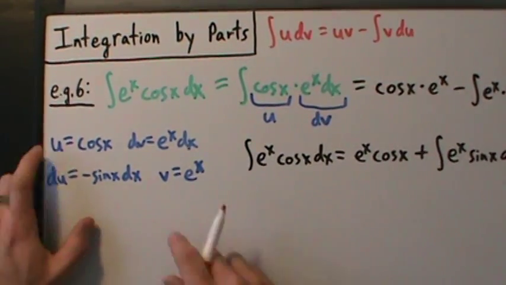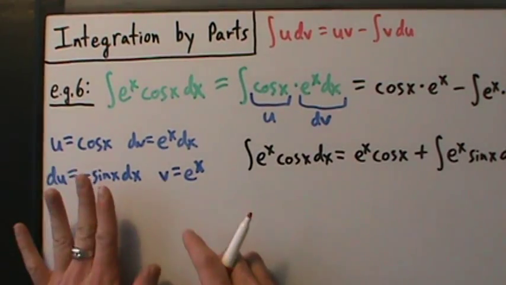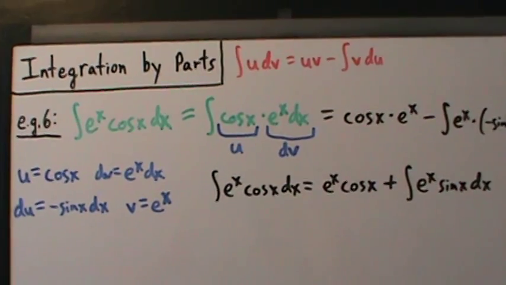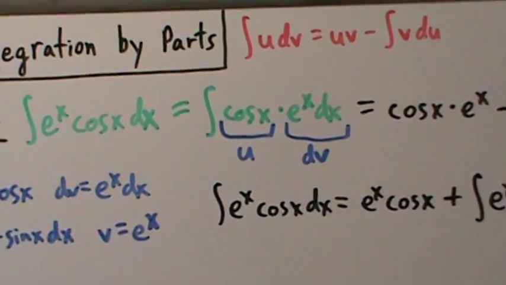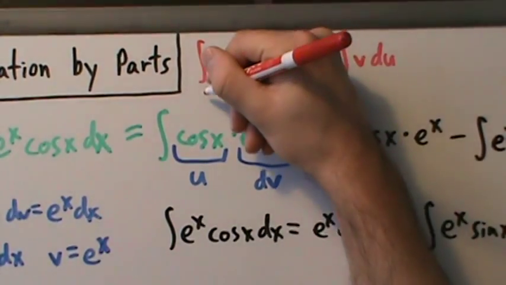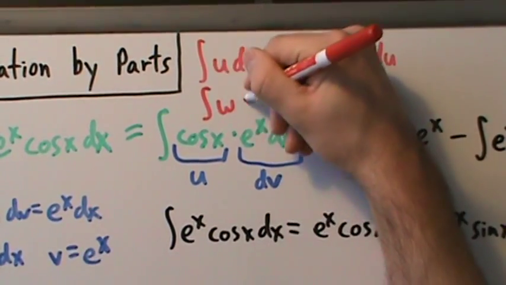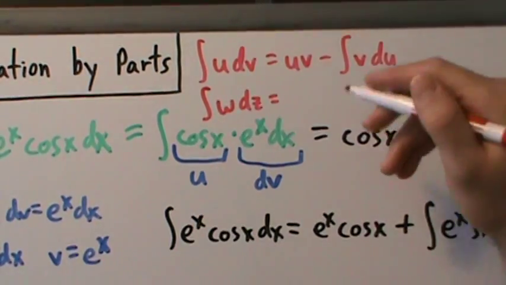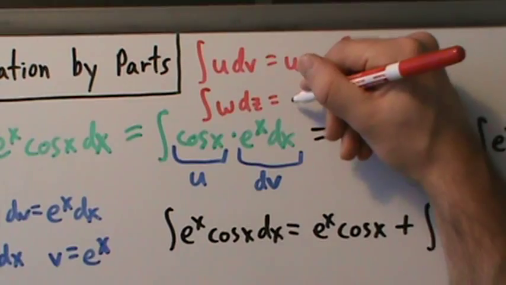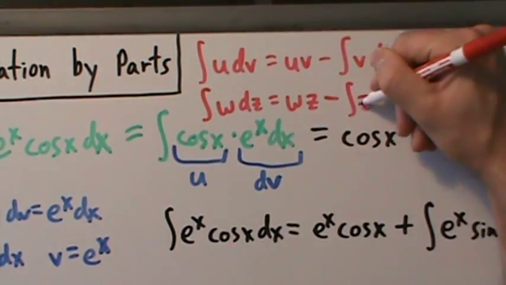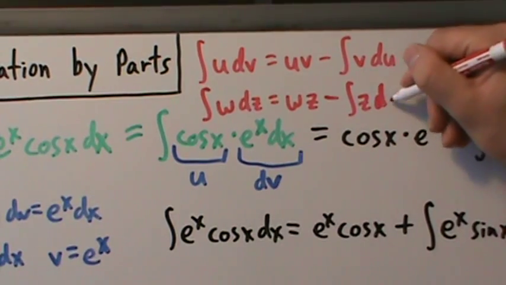But we already used u and v here, so we really shouldn't use them again. It's bad math etiquette, sort of impolite mathematically. So instead of u and v, let's use w and z. Then the integration by parts formula is going to be the integral of w dz equals wz minus the integral of z dw.